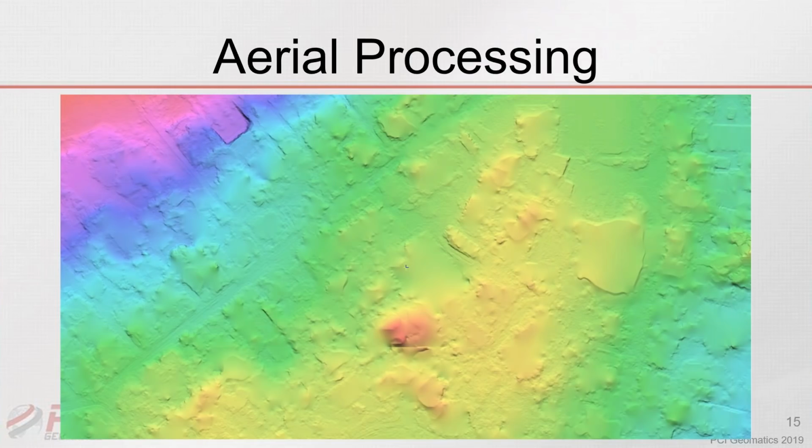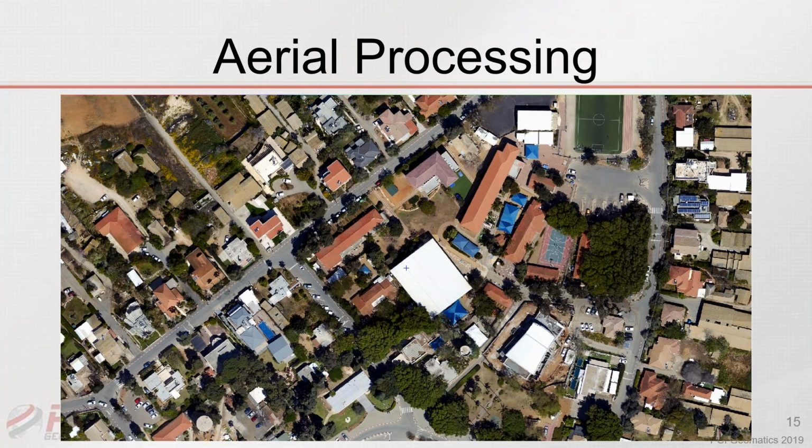From there, we can apply automatic filtering. We do have automated methods to remove surface features such as buildings and vegetation. And here we have what's left, which is the digital terrain model. From that, we can generate the DTM Ortho Mosaic. So that's what you see on the screen right now.